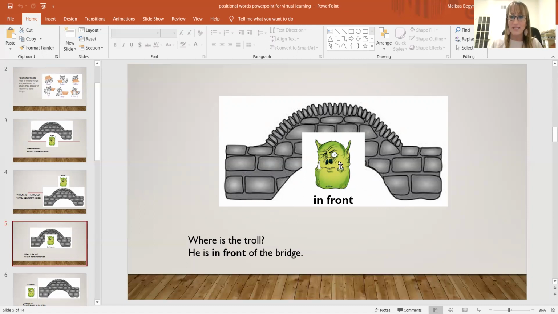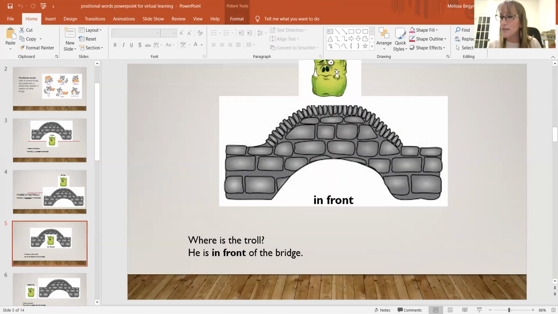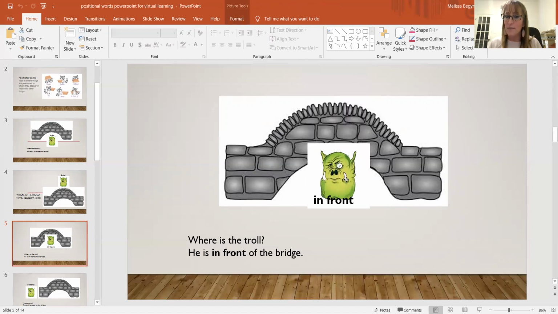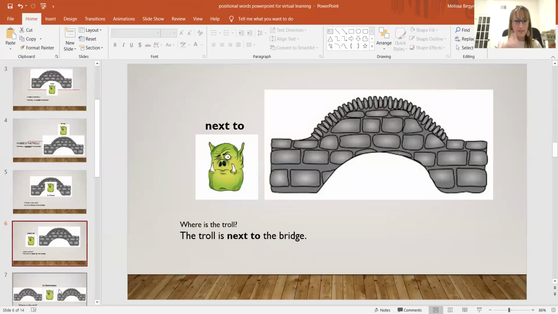He is not on top of the bridge. If I moved him here, he would be on top of the bridge. And if I moved him here, he would be below the bridge. But right here, he is in front of the bridge. Okay, let's move on to this slide. Here's our bridge and here's the troll right over here.